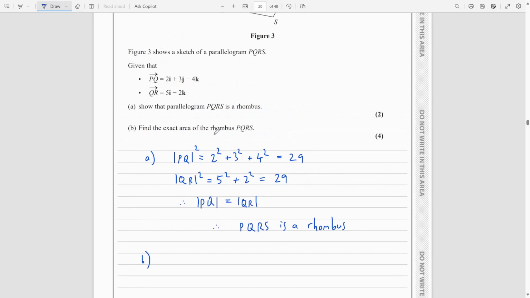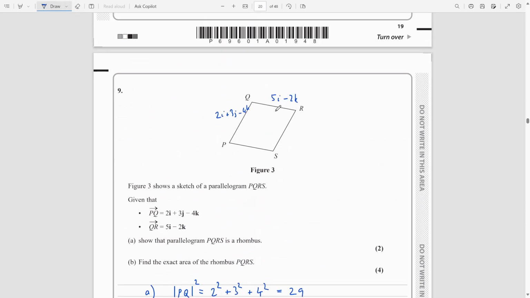Okay, so for part B, find the exact area of the rhombus. Well, you can split a rhombus into two triangles like this. Now we know the length of PQ, we know the length of QR. There are a few ways of doing this. A way that would work, but which would be very slow, would be to work out the length of PR, use the cosine rule to find the angle in here, then use half AB sine C to find the area of this triangle and then double it.